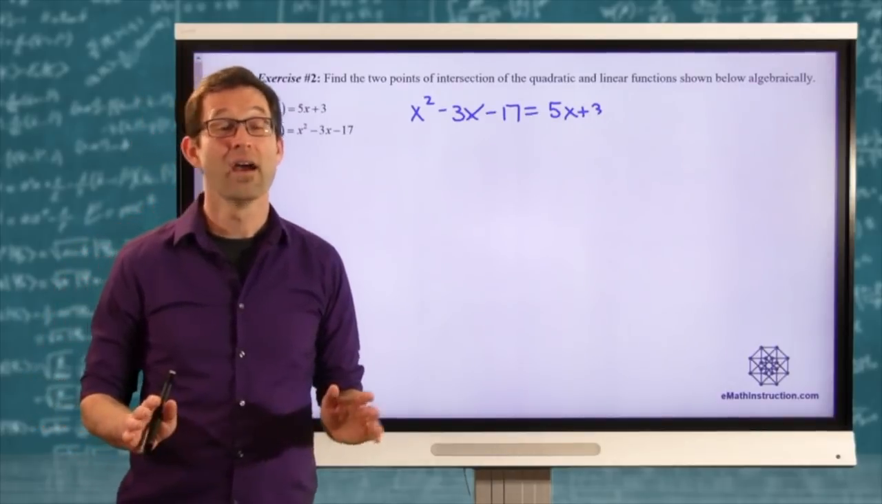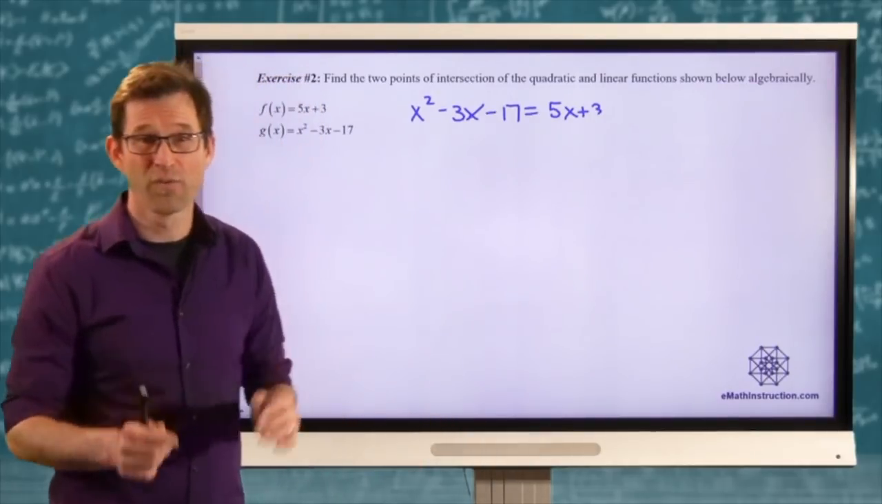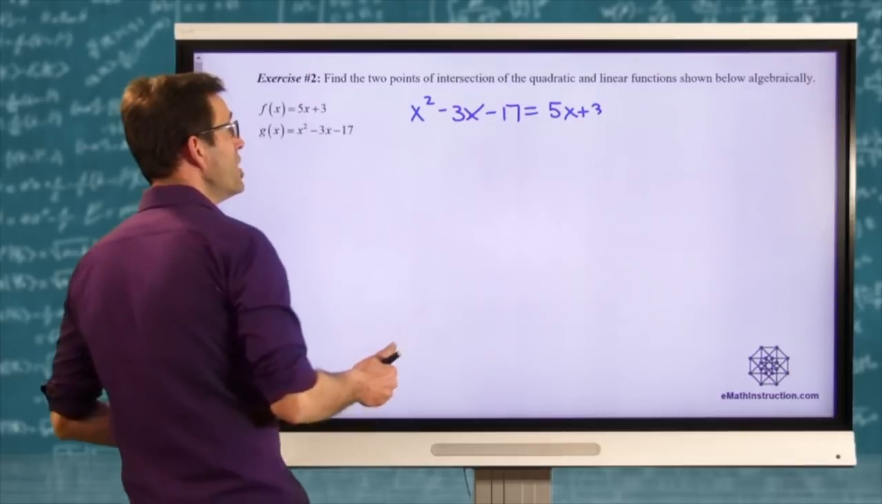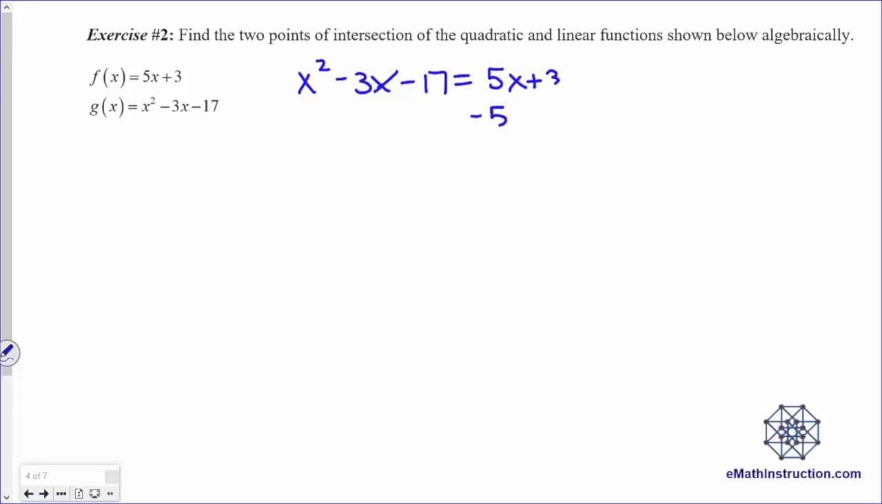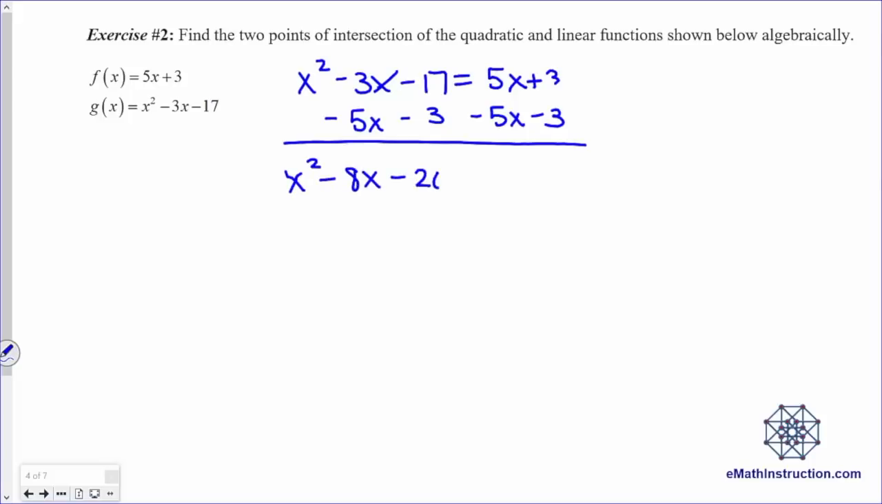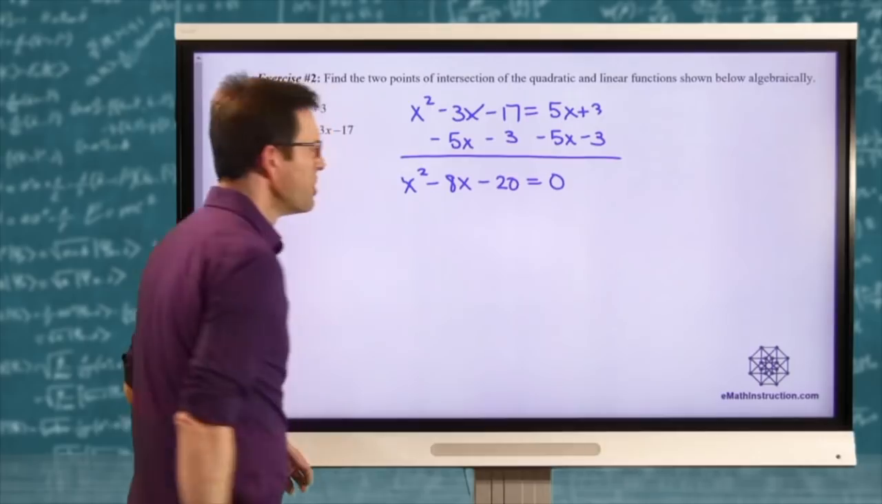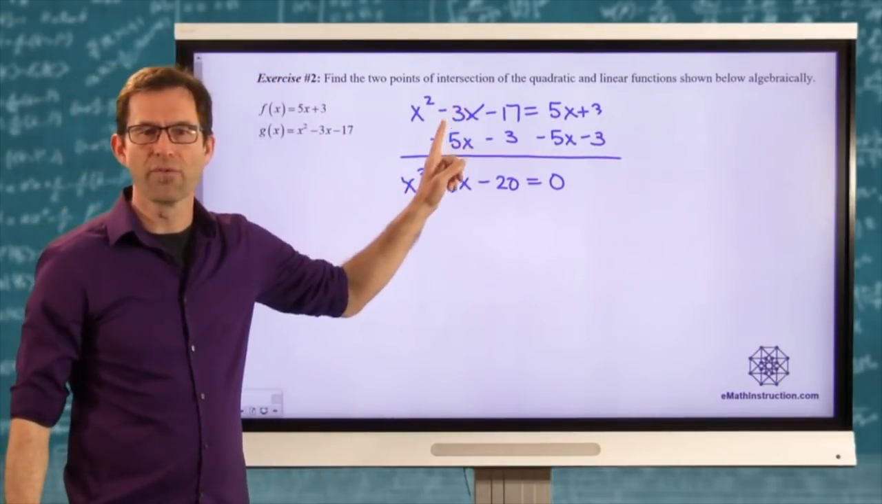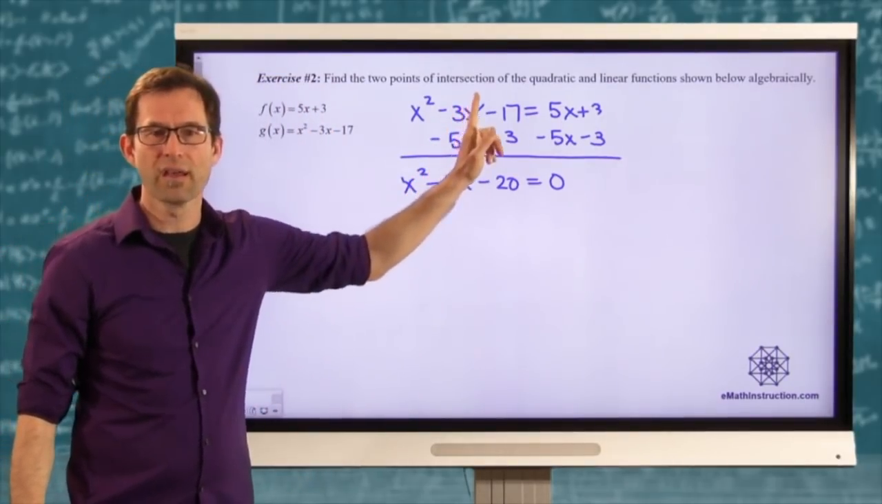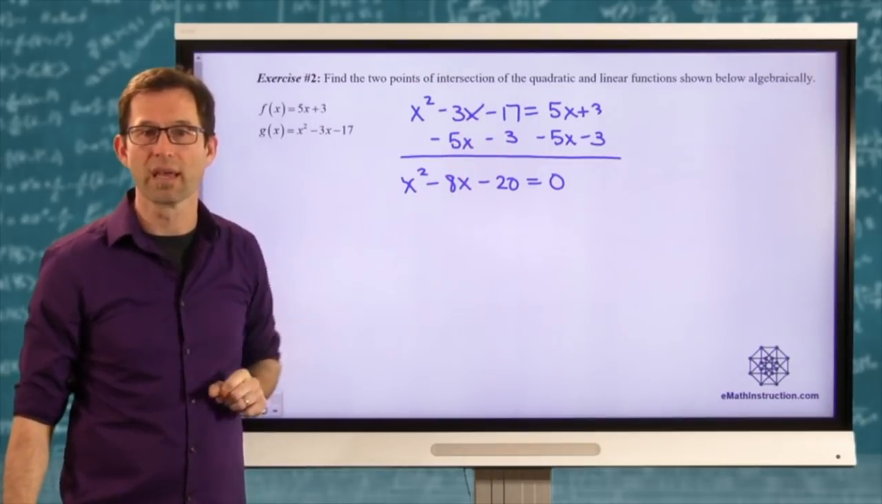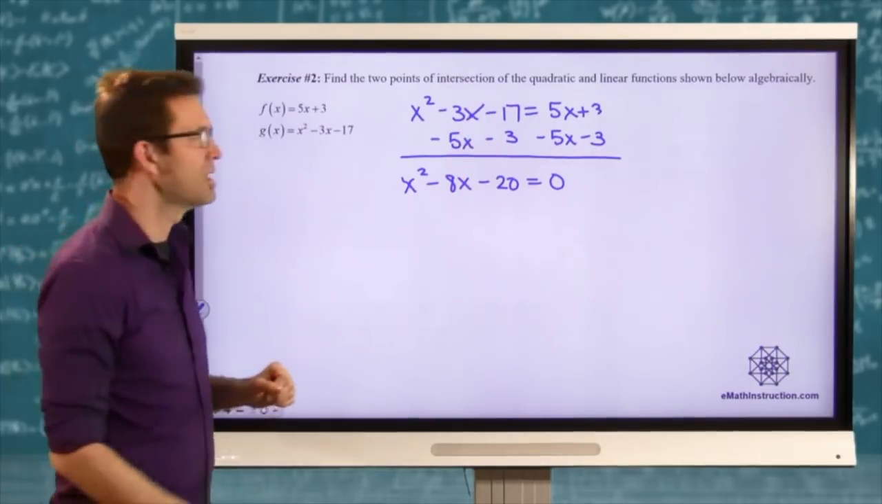All right, well, we're back. I wasn't going to pause for 5 minutes. Hopefully you paused the video and you worked through it. Just like before, what we're going to do is get this entire equation equal to 0 by subtracting a 5x and subtracting a 3 from both sides. We're going to get x squared minus 8x minus 20 is equal to 0. Make sure you've thought about that a little bit. We have negative 3x, negative 5x is negative 8x, negative 17, negative 3 is negative 20. Be careful in those stages.